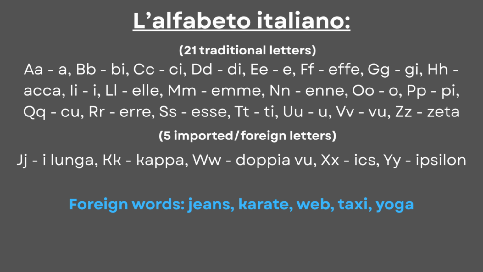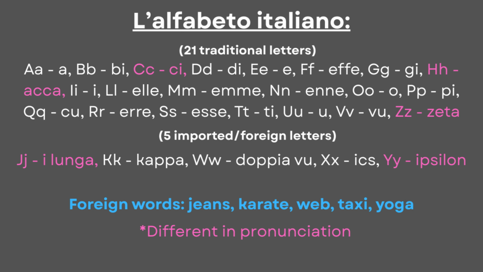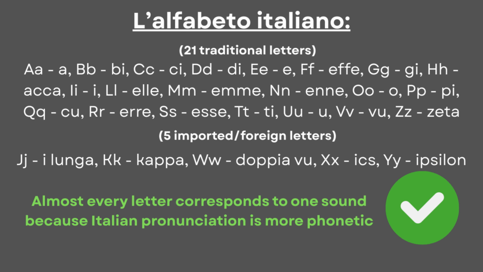For the most part, all vowels and many consonants have the same sound as in English, but some letters deviate in pronunciation, like c, h, z, j, and y. Nonetheless, the sounds of the letters stay the same, and almost every letter corresponds to one sound, because Italian pronunciation is more phonetic than English. This concept will be very simple to utilize, so now that we know the pronunciation of the alphabet, we can continue with sound rules.